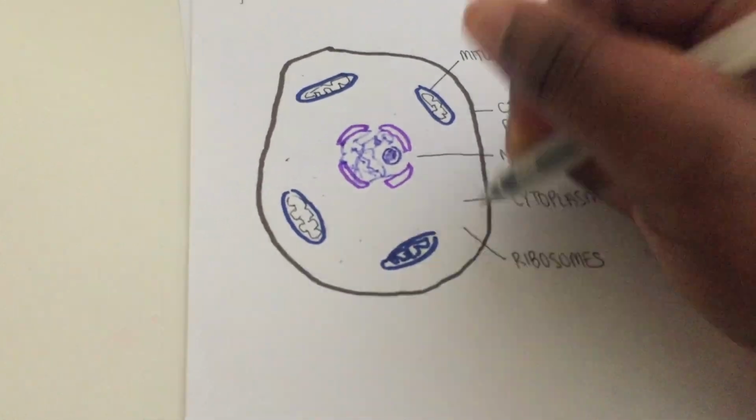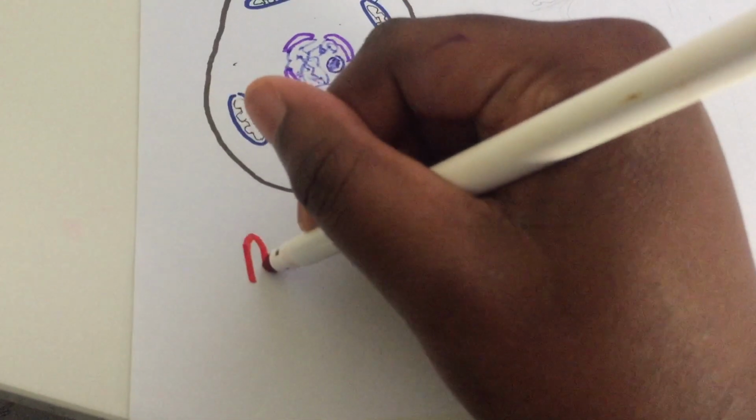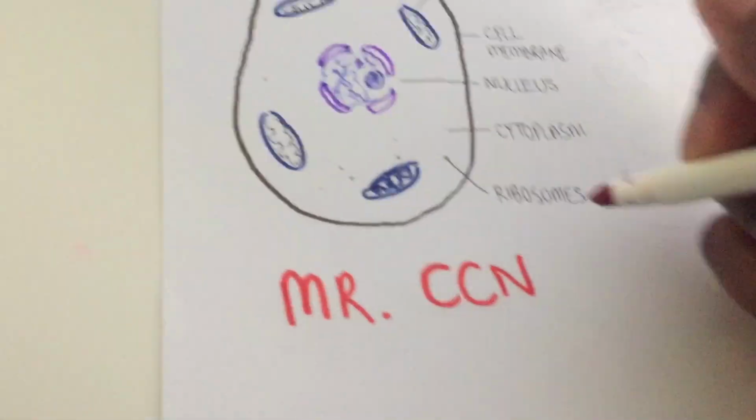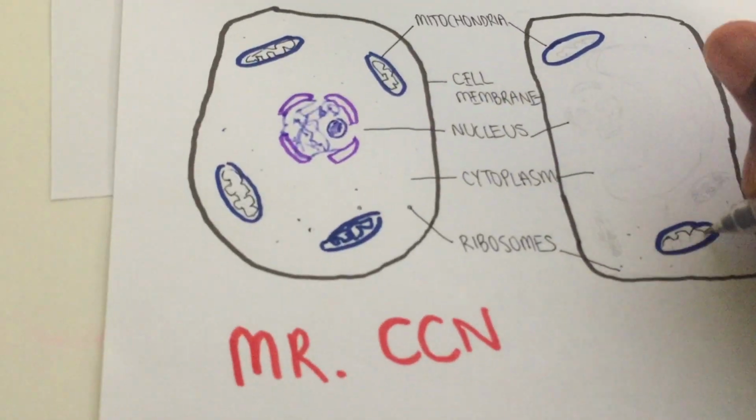And finally, we have ribosomes, the site of protein synthesis. I like to remember these features through the mnemonic Mr. CCN: mitochondria, ribosomes, cytoplasm, cell membrane, and nucleus.